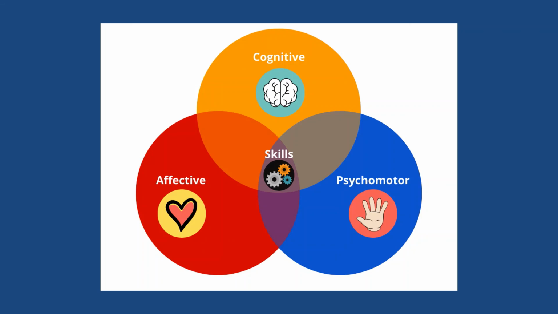Let's take communication skill as an example of a skill. In the context of mathematics, to communicate effectively, one requires good mathematical knowledge and the ability to convey the information to the desired audience. Hence, it's an interplay between the cognitive and skills domains.